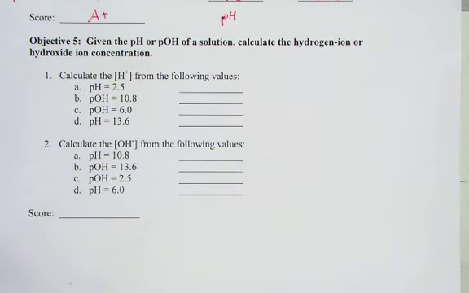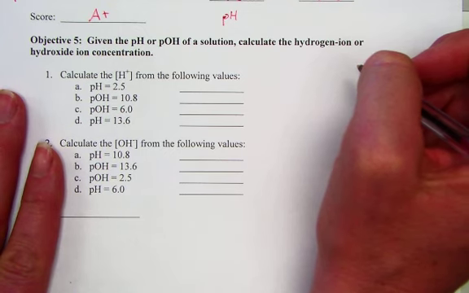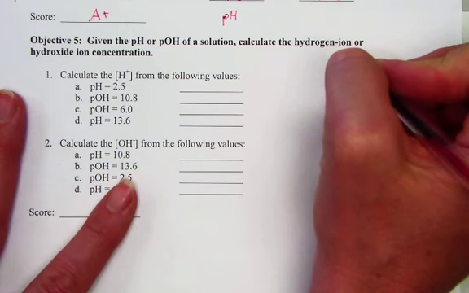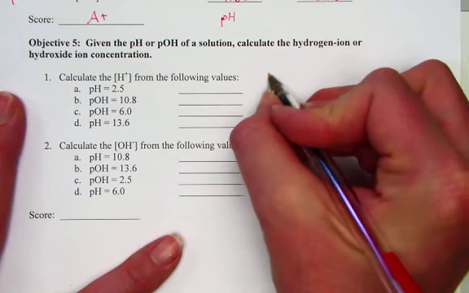In our fifth example on practice test B of acids and bases, we're given the pH or pOH of a solution and are being asked to calculate hydrogen ion or hydroxide ion concentrations. Again, let's review our familiar equations.